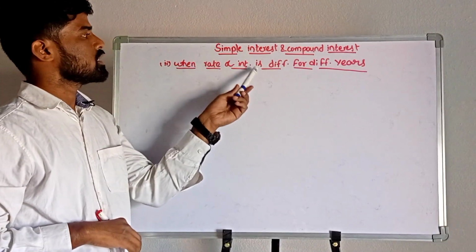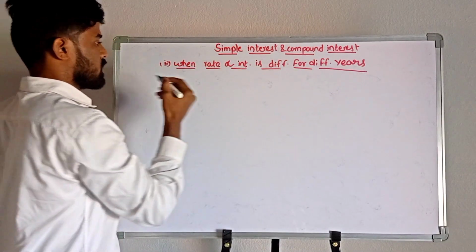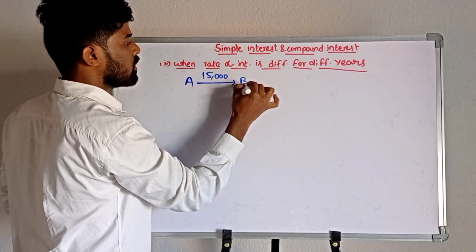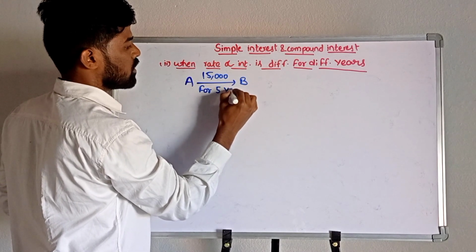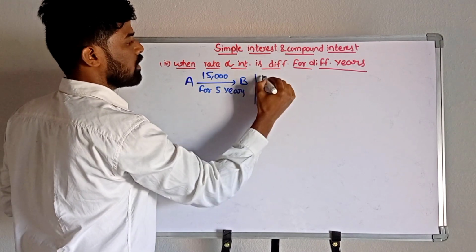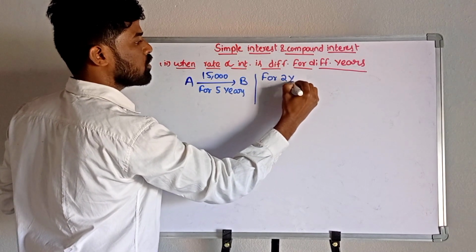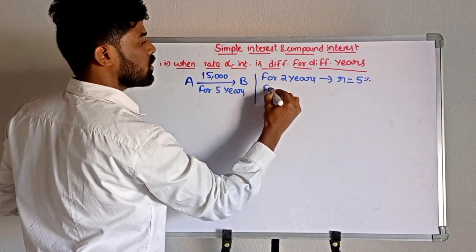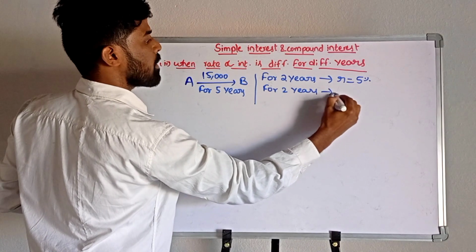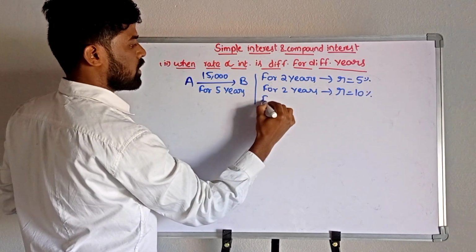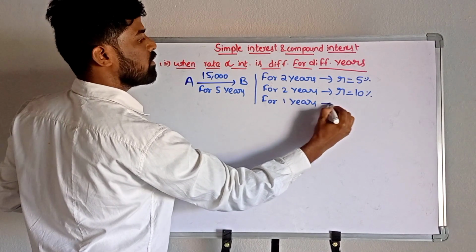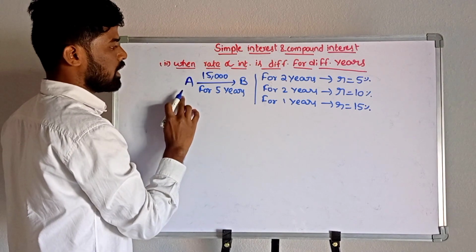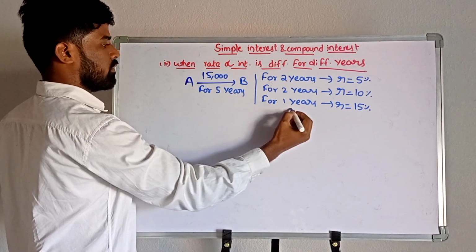Now when the rate of interest is different for different years, suppose A gave an amount of 15,000 to B for 5 years. Here A says to B that for the first 2 years the rate of interest is 5%. For the next 2 years, the rate of interest is 10%. For the last year, the rate of interest is 15%. We have to calculate the amount at the end of 5 years.